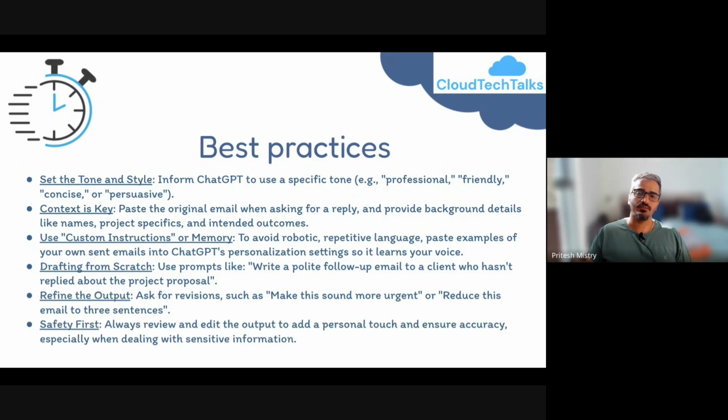And last but not the least, I would say, always safety first. Review what you are writing as far as the edits and recommendations from AI are concerned. Always add a personal touch, always review it for accuracy, and most importantly, deal with the sensitive information very carefully. What you're sending to AI matters a lot, so do it as long as you're confident it is not going to harm your organization.